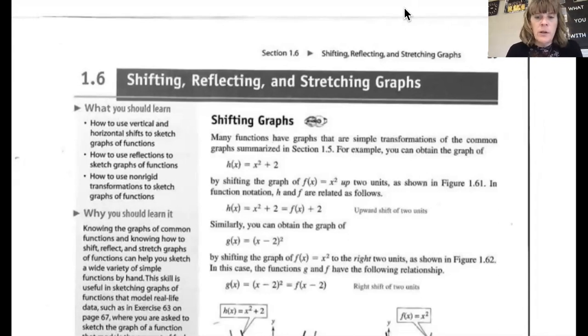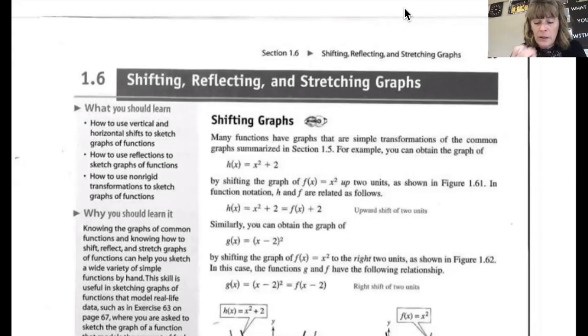Okay, so today we're going to look at section 1.6. It's shifting, reflecting, and stretching graphs. So the last lesson that we had was about special kinds of graphs. So we had the constant, we had the absolute value, we had the quadratic, we had the cubic, we had the step function, we have the inverse function.